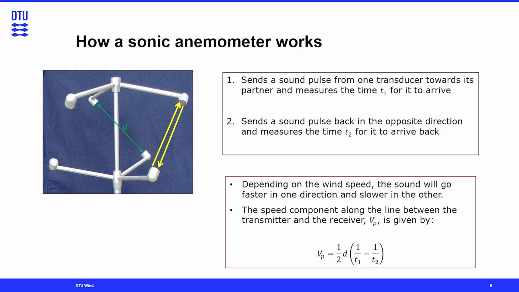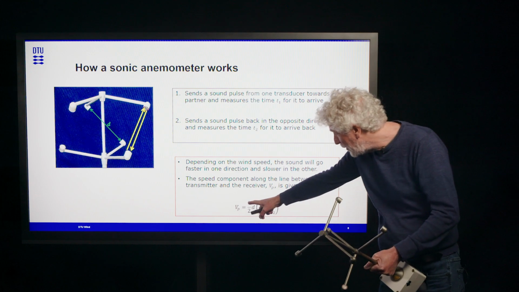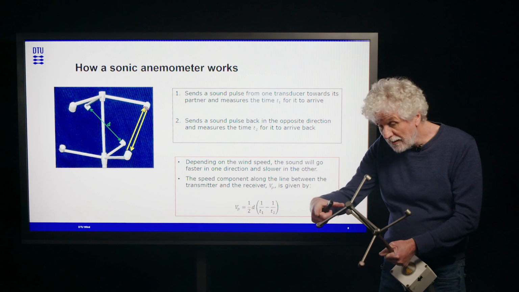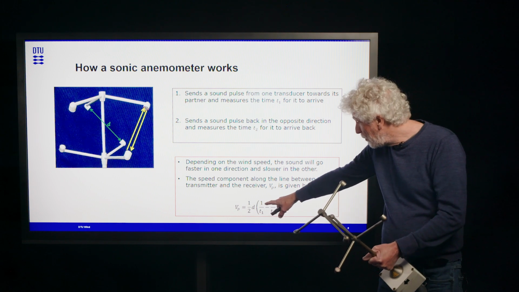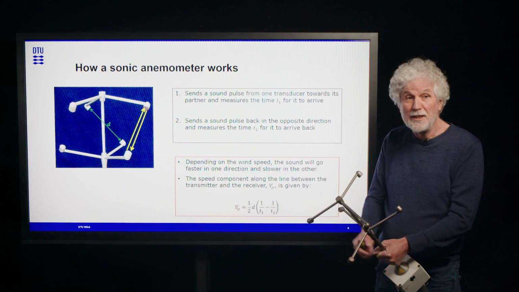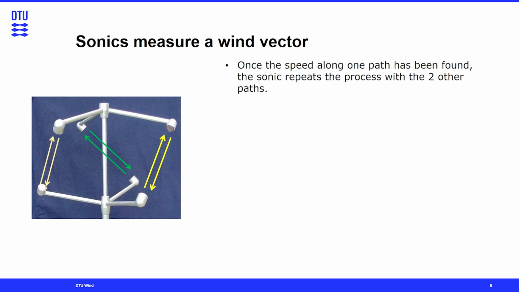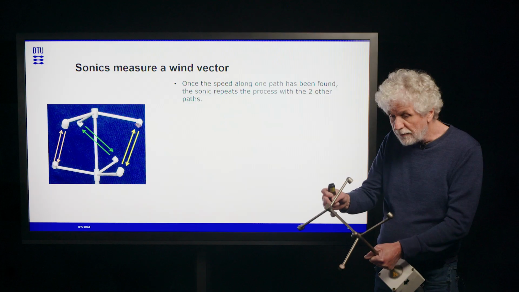By doing some algebra that even I can manage to do myself, we can quite easily work out that the wind speed component along this line, which we call Vp, is equal to half the distance between the probes multiplied by the difference in the reciprocal of the times. So actually a very simple relationship. Then, once we've done this for one pair of the transducers, we can do it for the other 2.